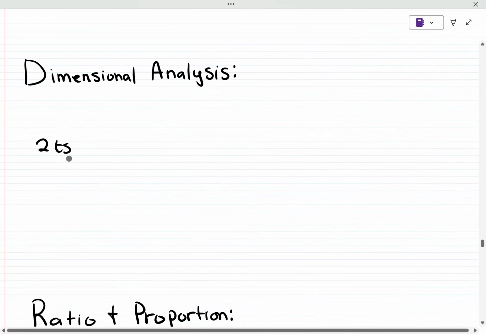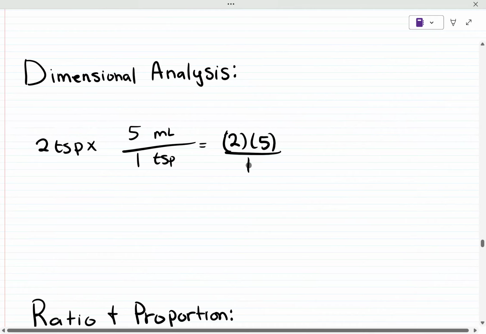Okay. So you're starting with 2 teaspoons, times teaspoons on the bottom and milliliters at the top. We know that for 1 teaspoon there are 5 milliliters, that was given. Then just multiply across: 2 times 5 over 1 gives me 10 milliliters.